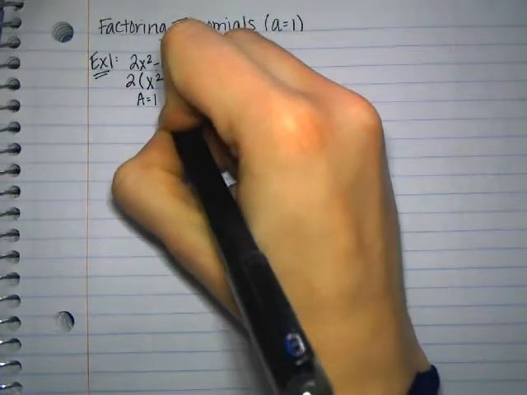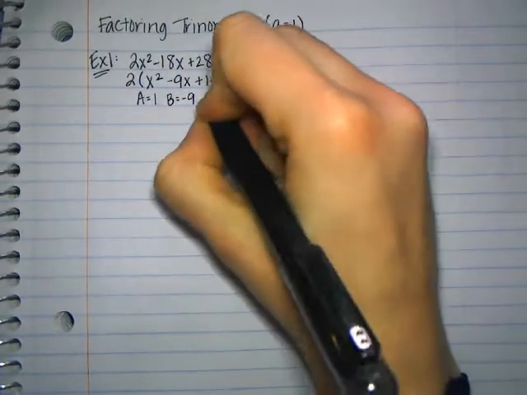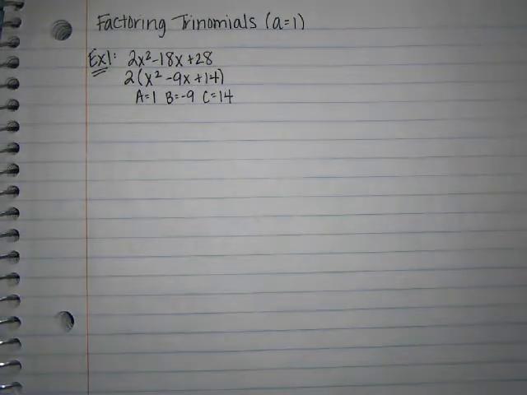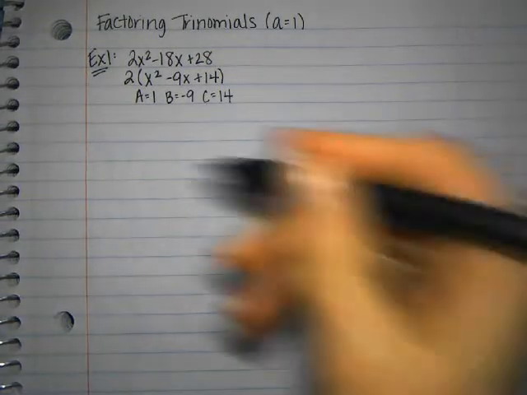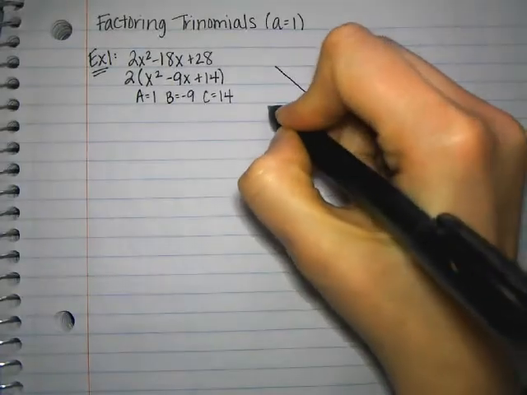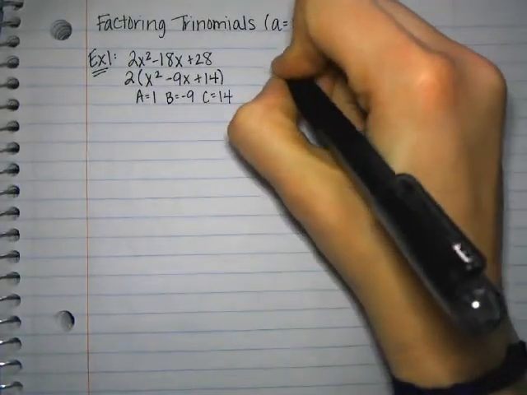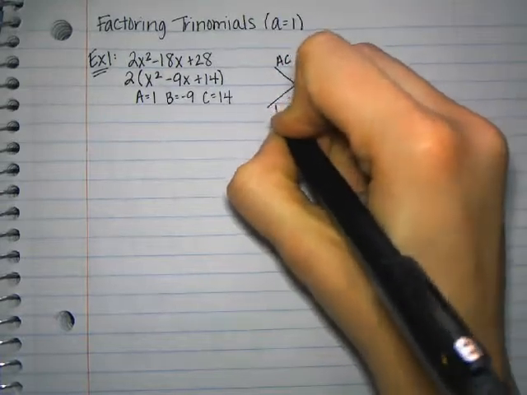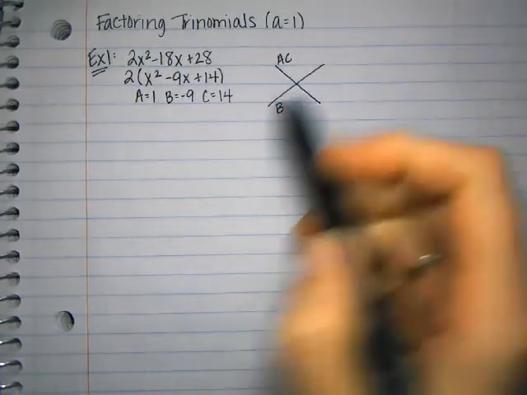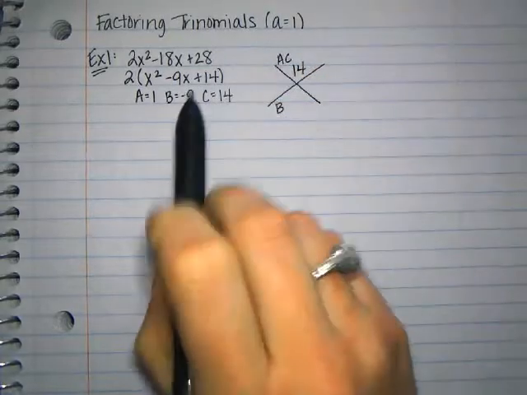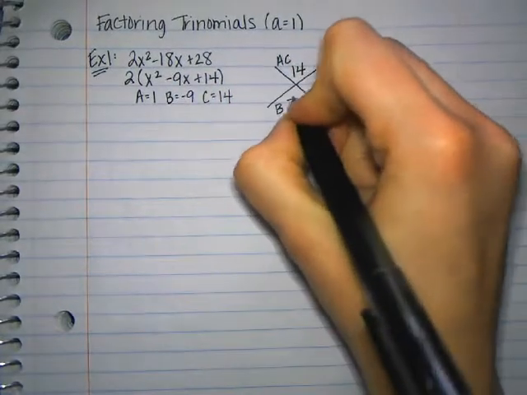A equals 1, B equals negative 9, and C equals 14. If you don't need to write that step out, that's on you. It's okay if you don't want to. Go ahead and make our x with our new A, B, and C. So A times C, B below. 1 times 14 is 14. Bottom number is negative 9.